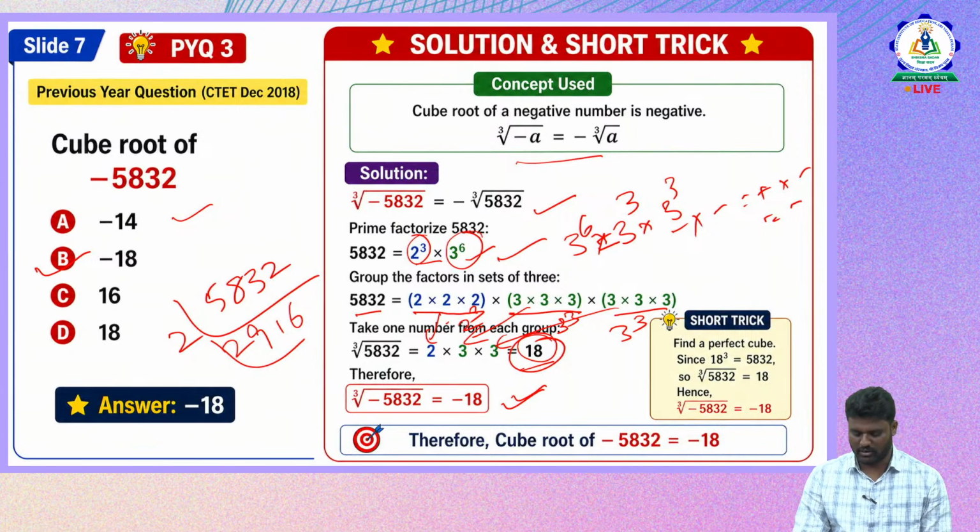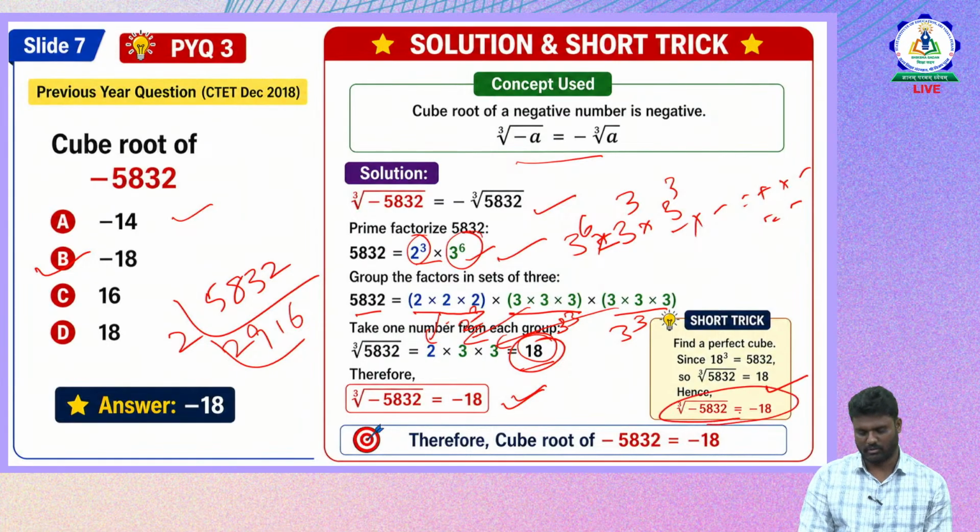So in order to find the perfect cube, since 18 cubed is equal to 5832, the cube root of 5832 becomes 18. Hence we say that the cube root of the value 5832 is minus 18. So you don't need to do it completely like this by applying all these formulas. By seeing the options also, we can try to identify the cube root for this question.